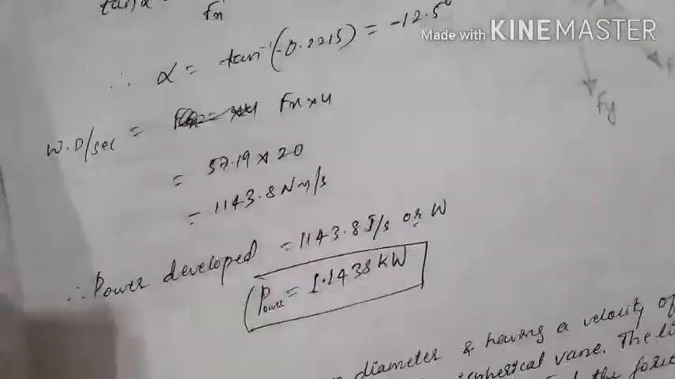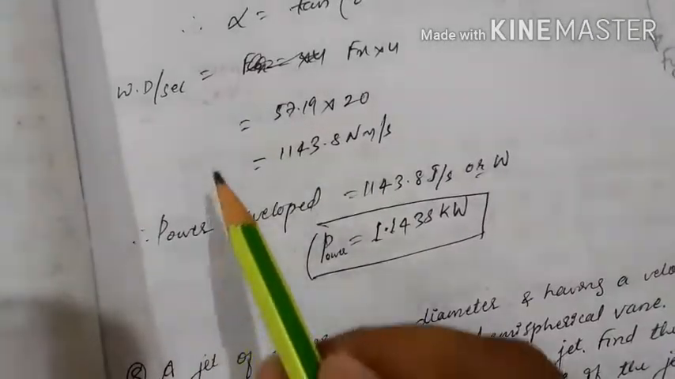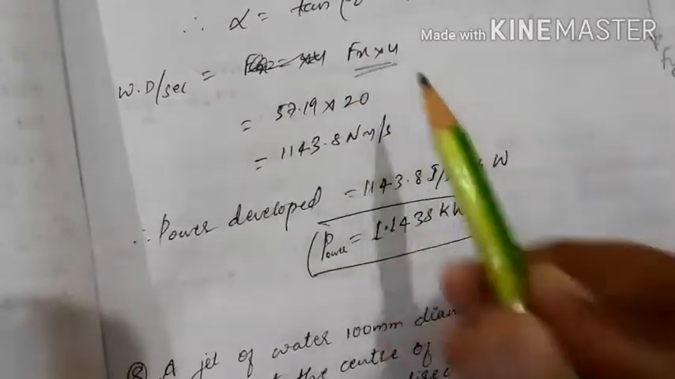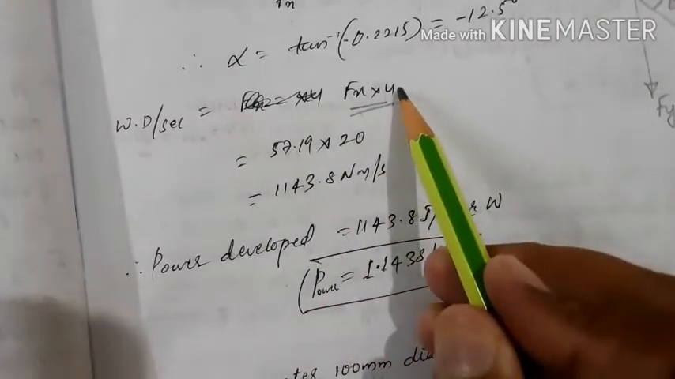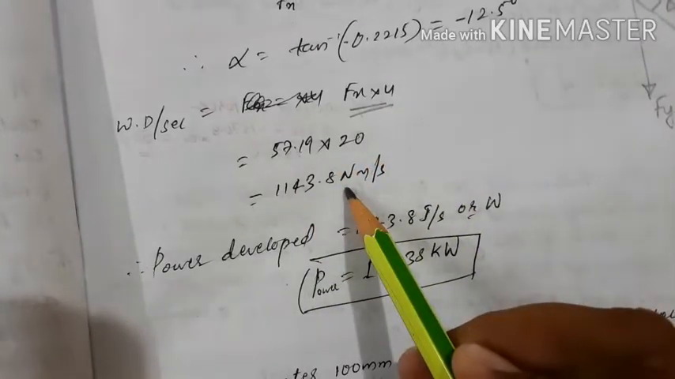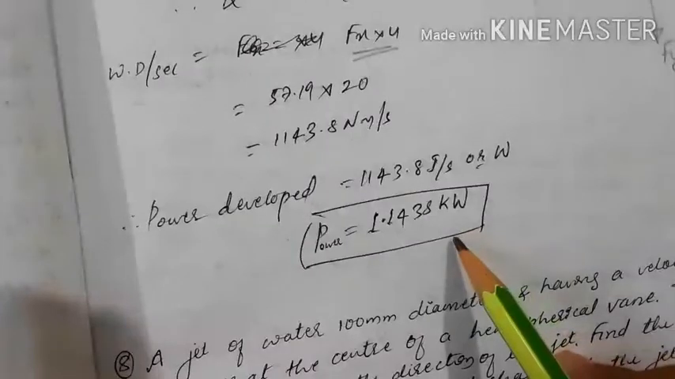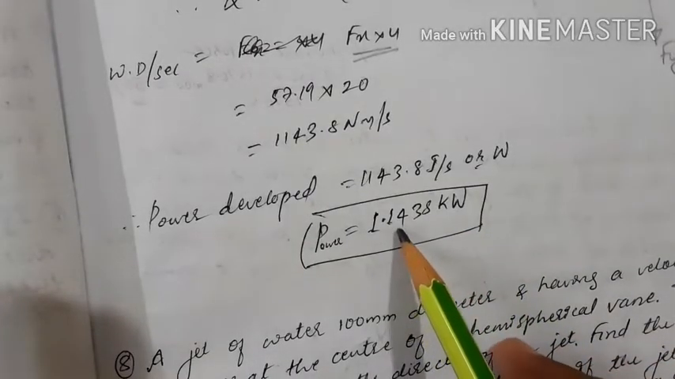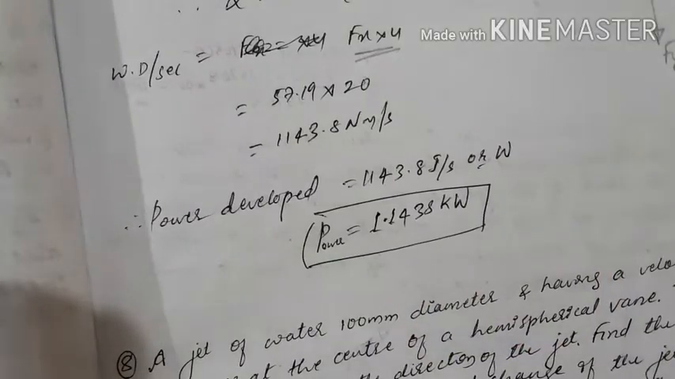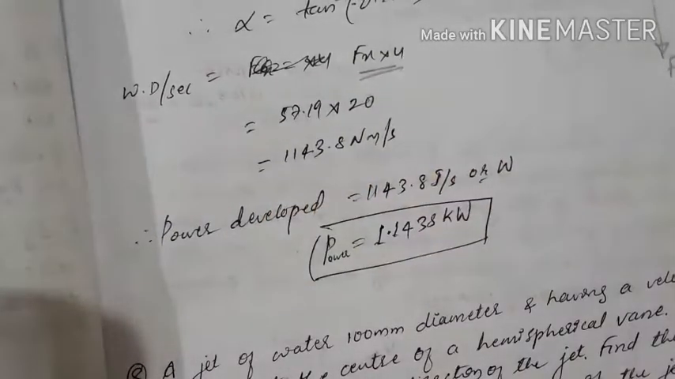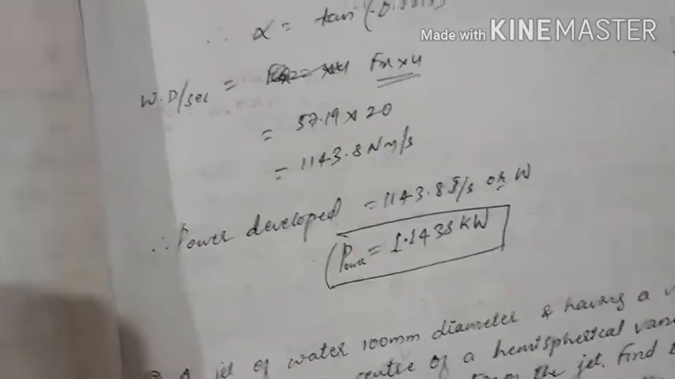a clockwise direction. Then the work done per second, fx into u, and we know the velocity of the plate. This is the work done per second, Newton meter per second. The power developed, the same to be written in terms of watt. So 1.1438 kilowatt is the power generation. Okay, I hope you understood these types of problems. So please practice these types of problems.